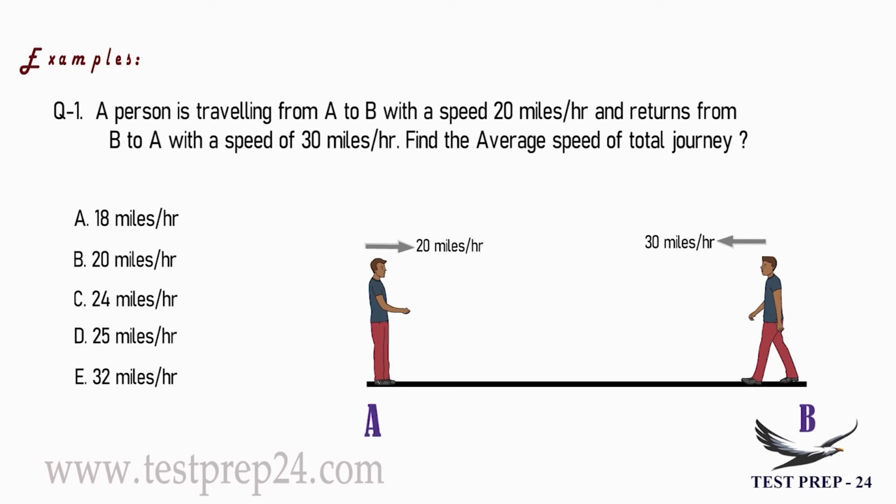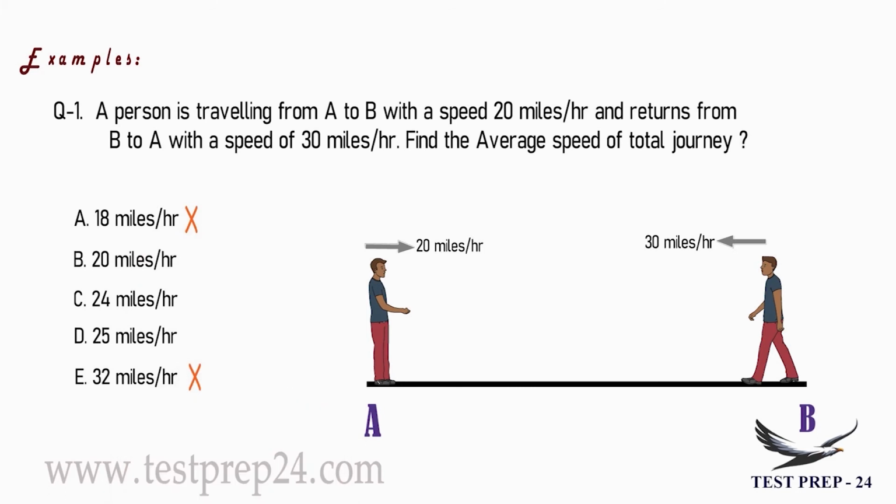So now if you don't know how to solve this question exactly, when there is one person whose traveling speed is 20 miles per hour and returning speed is 30 miles per hour, can you say that the average can be somewhere between 20 to 30 miles? Okay, so based on this logic, come to the options, and the options which are lesser than 20 or greater than 30, you can straight away eliminate those options. 18 is lesser than 20 miles and 32 is greater than 30 miles. So you can straight away eliminate option A and E.